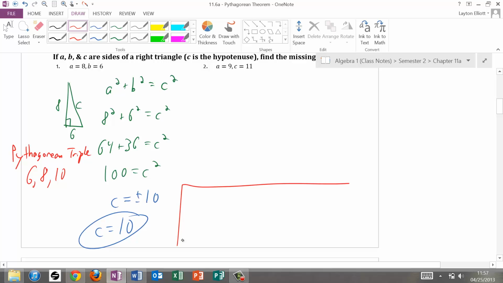Somewhere, let's kind of list off some other ones. 6, 8, and 10 is actually a variation of 3, 4, and 5, because 3 squared plus 4 squared is equal to 5 squared. There are some other ones. One that comes off the top of my head right now is 9, 24, and 25.